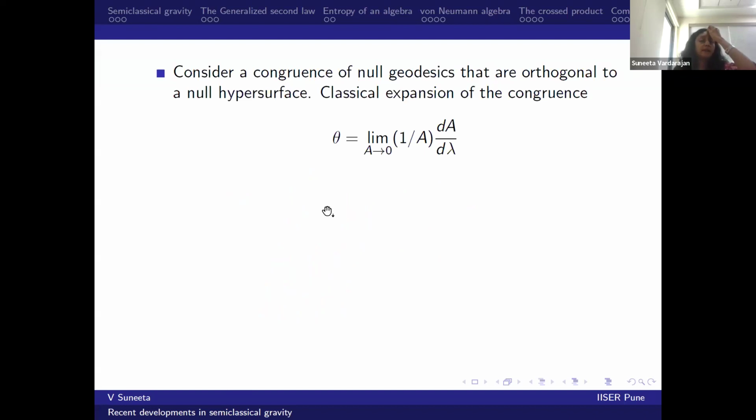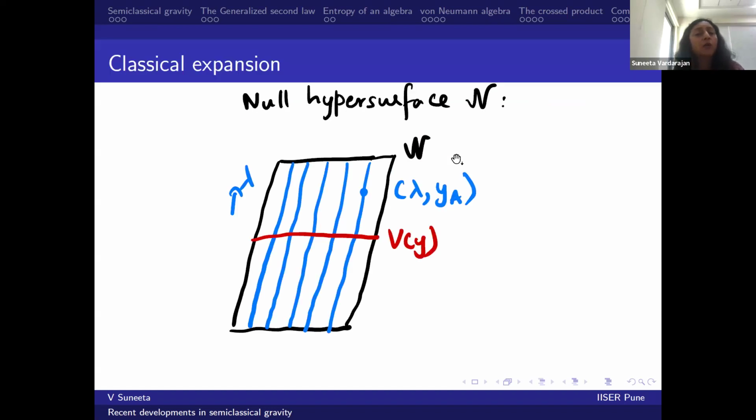Now, there is a quantity that you can define for this congruence of null geodesics, which are also all orthogonal to the null hypersurface. And the quantity that you can define is the classical expansion of the congruence. That expansion is denoted theta, and it is given by this formula: limit a tends to 0, 1 by A, dA by d lambda. Lambda is exactly the lambda along these null geodesics. And what is A? A is the cross-sectional area.